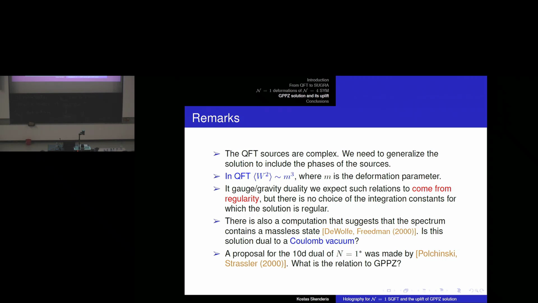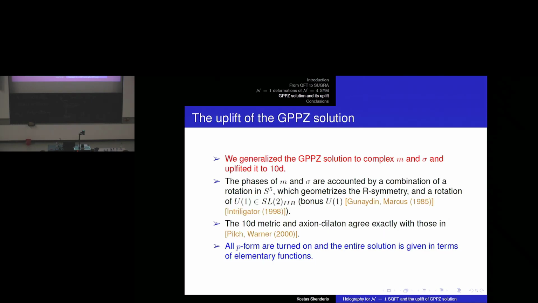Finally, there was a proposal in 10 dimensions for the N equals 1 star proposed by Polchinski and Strassler, and one can ask what is the relation between that solution and the GPPZ. So to answer these questions, we wanted to uplift the solution to 10 dimensions because singularities are often resolved when you go to higher dimensions.